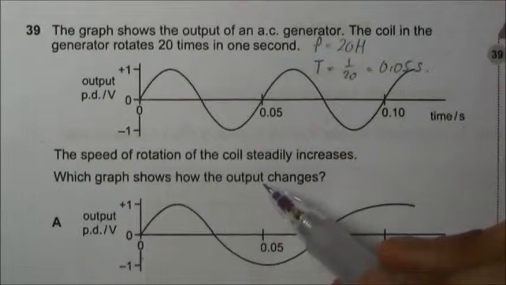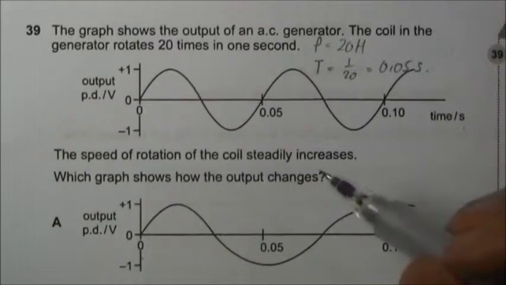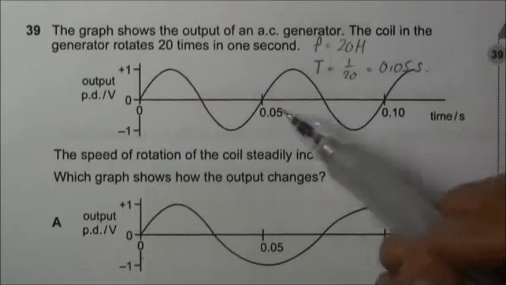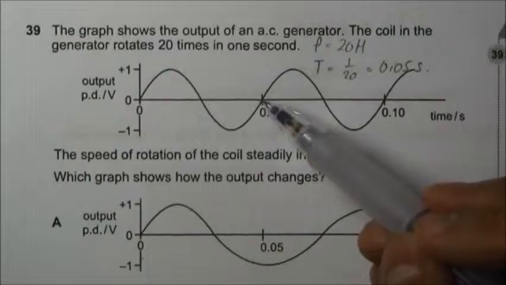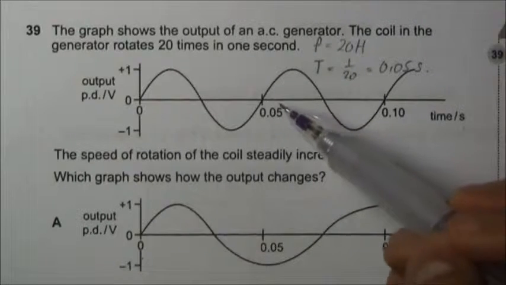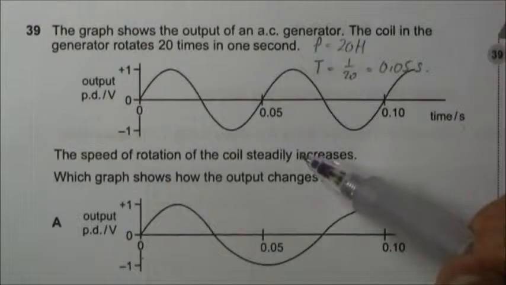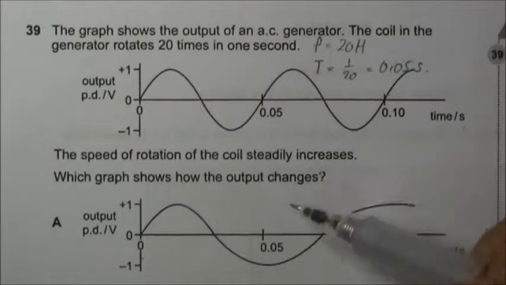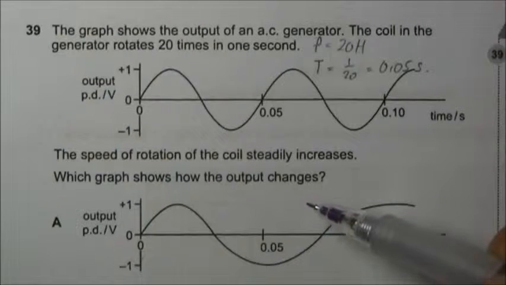Okay, so now the speed of rotation of the coil steadily increases. What will happen to the output changes? First of all, if the speed of rotation increases, we should expect the frequency to increase, and the period will get shorter and shorter. And the other change that we expect to see is that since the speed of rotation increases, the rate of change of magnetic line of force linking the circuit will increase, and this will give us a larger and larger output voltage.